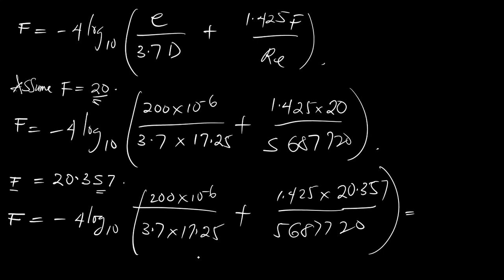Now you have minus 4 times log base 10, bracket open, 200 times 10 raised to power minus 6 divided by 3.7 divided by 17.25 plus 1.425 times 20.357 divided by 5,687,720, bracket close. Equal to, so we now have 20.338.